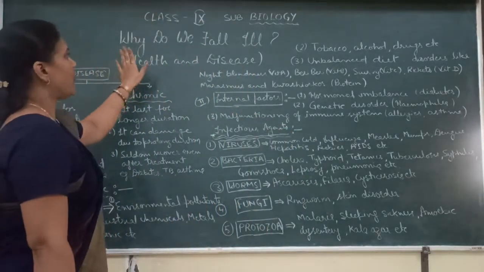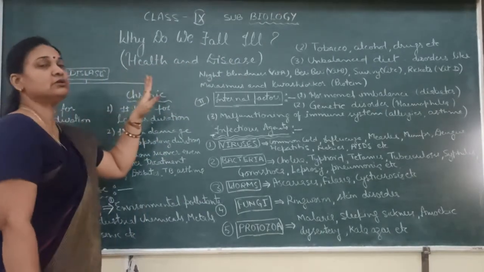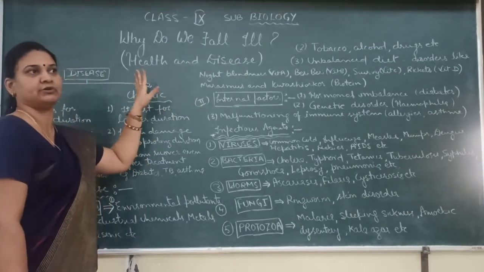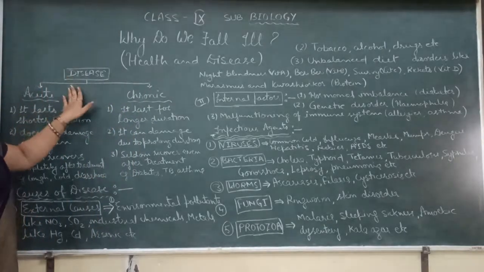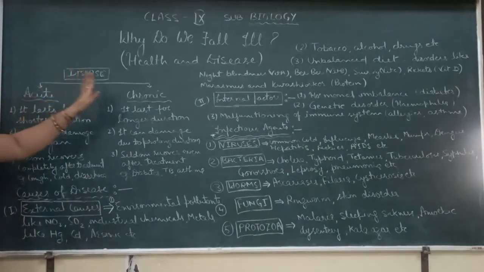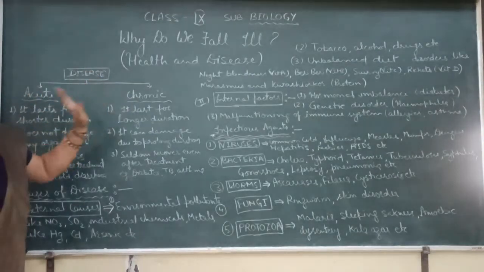Continuing our topic, why do we fall ill? Health and disease. We have already discussed good health, infectious and non-infectious disease. Now we come to acute and chronic disease. So what is the difference between acute and chronic disease?